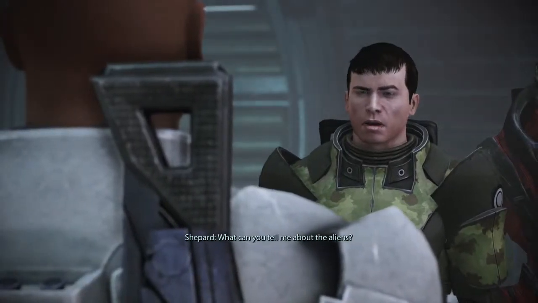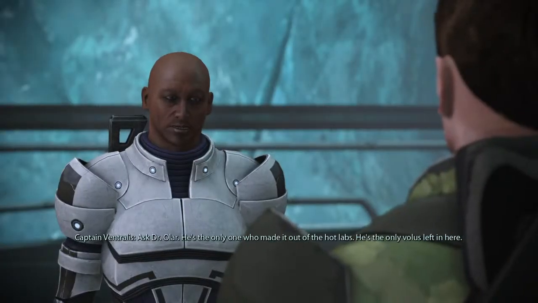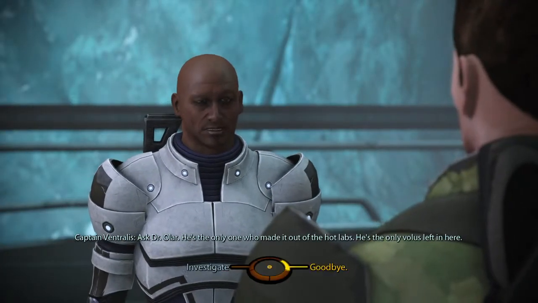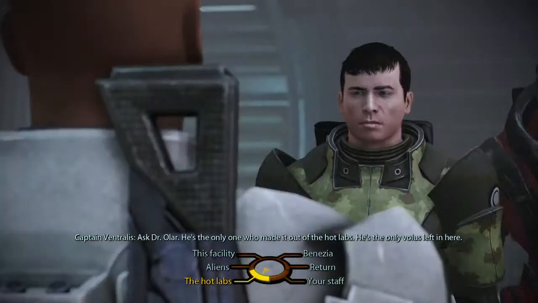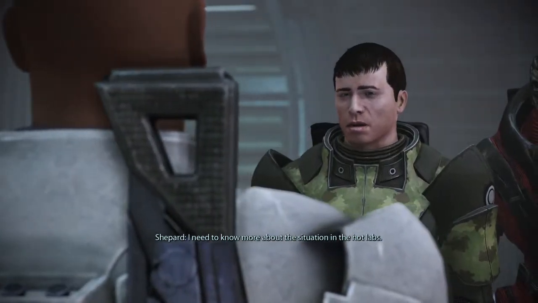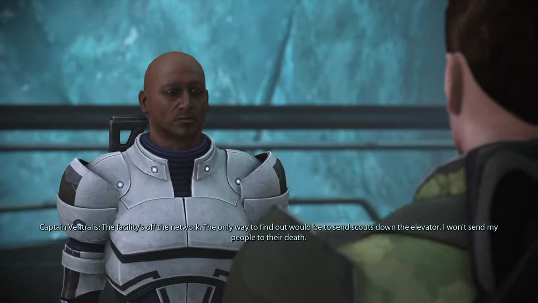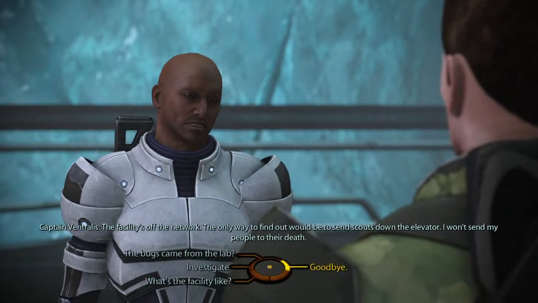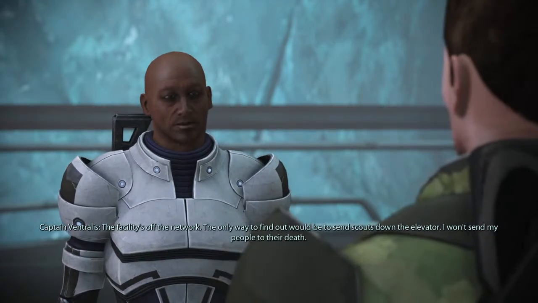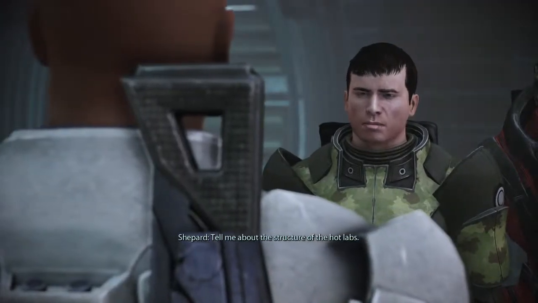What can you tell me about the aliens? Ask Dr. Olar. He's the only one who made it out of the hot labs. He's the only Volus left in here. I need to know more about the situation in the hot labs. The facility's off the network. The only way to find out would be to send scouts down the elevator, and I won't send my people to their death. Tell me about the structure of the hot labs.